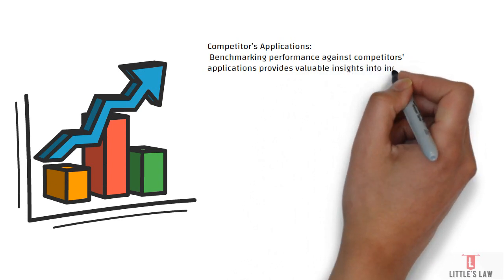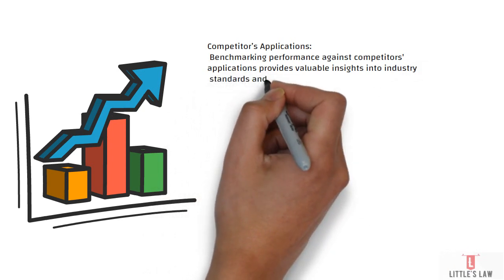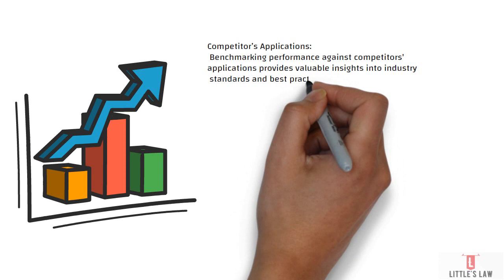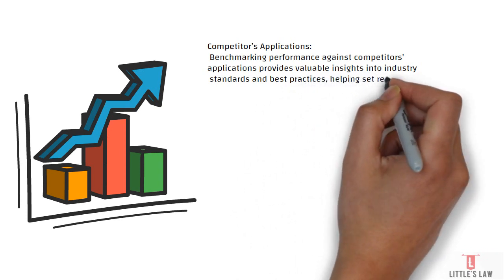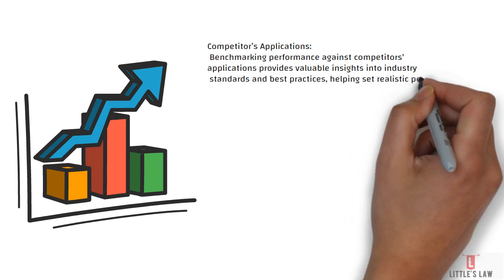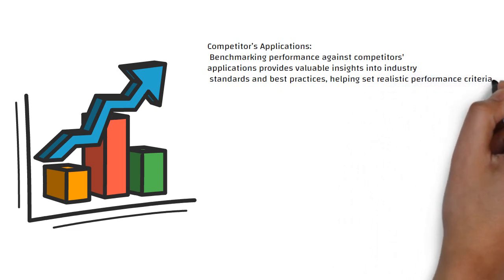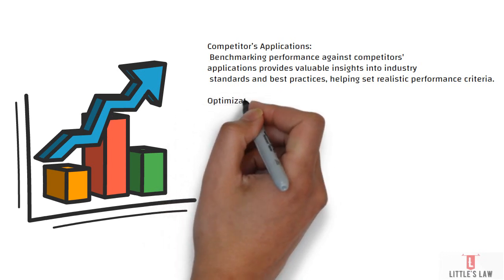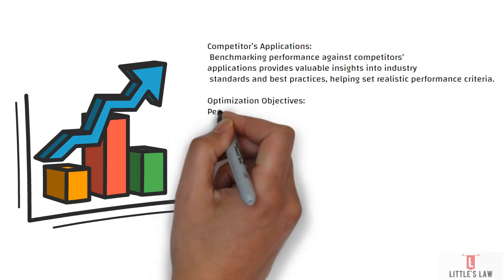And the 14th point, which is the optimization objectives. Performance criteria should support optimization objectives aimed at improving system efficiency, scalability, and responsiveness. Performance criteria support optimization objectives such as reducing page load times, optimizing database queries, and minimizing network latency to improve the overall system performance.